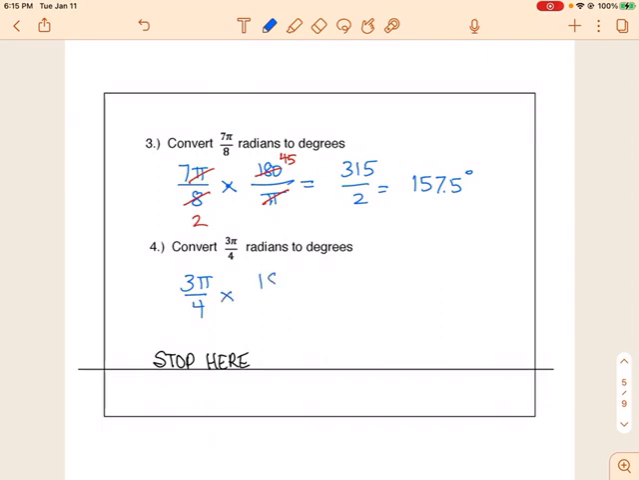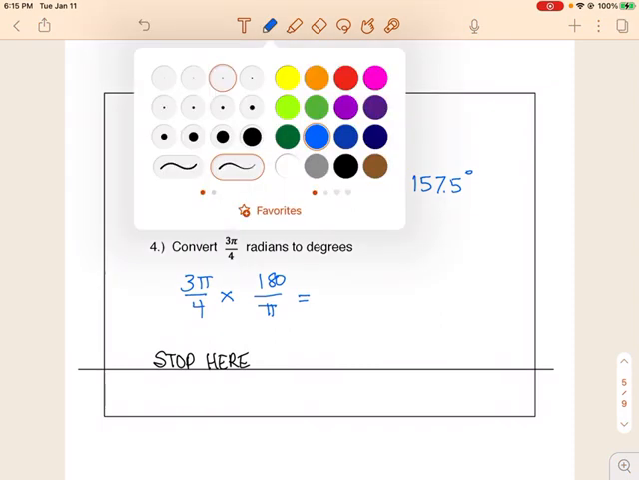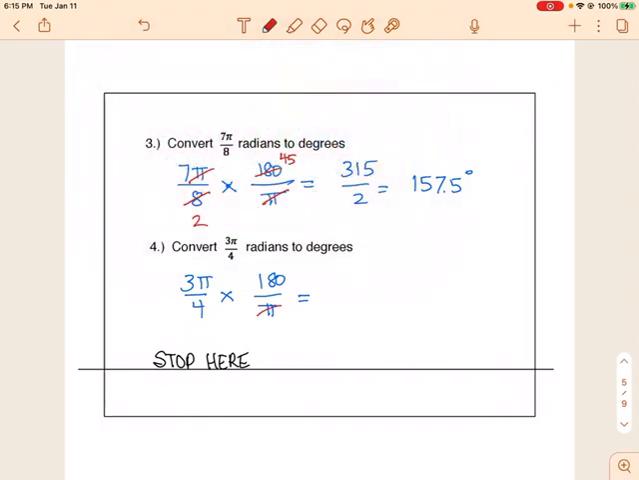Again, I'm starting with radians. So I need to have my pi in the denominator. And you can do some cross-canceling here with the pi's. And 4 goes into 180 45 times. And 3 times 45 is 135. Converting radians and degrees to radians.